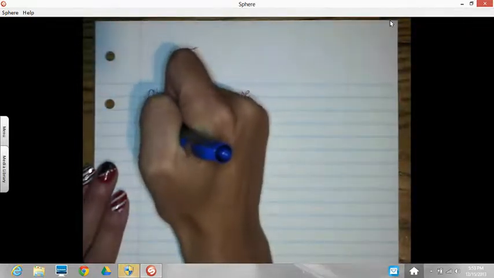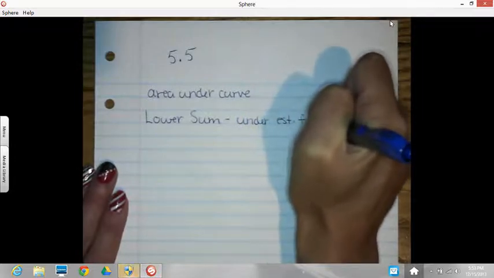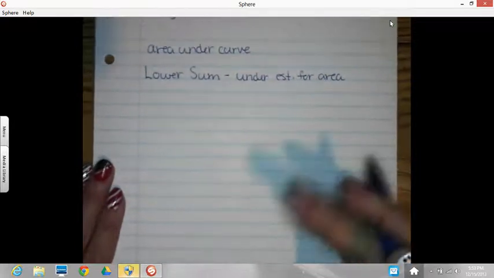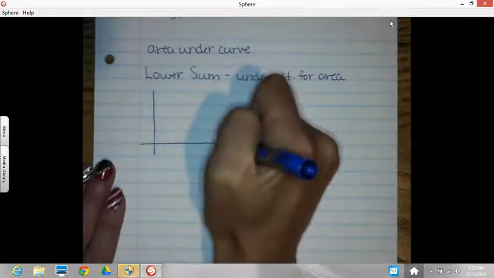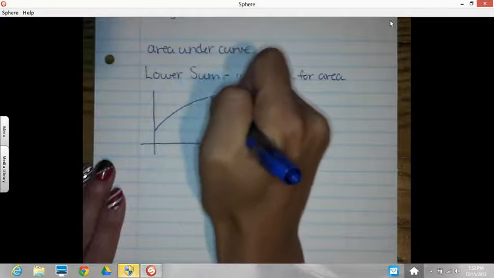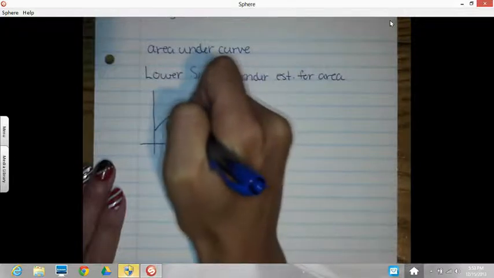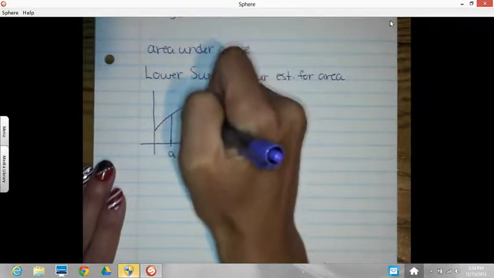The first one's called a lower sum. A lower sum is just an underestimate for the area. What happens is all of our rectangles are going to stay under the curve. So if we look at, let's say, this function here, which is increasing and concave up, and I wanted the area from A to B, and let's say I was going to break that into 3 rectangular regions, all the same width.